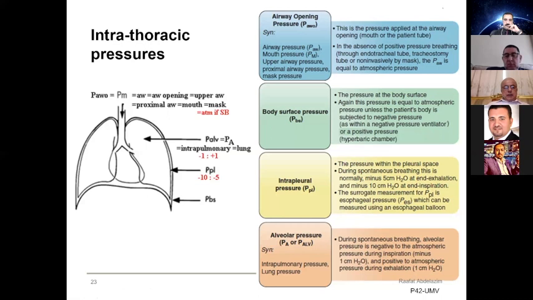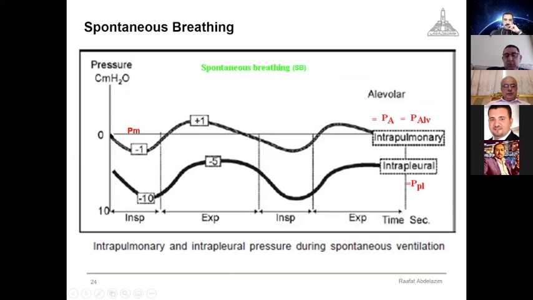This graph represents the changes in alveolar pressure in the upper curve. This horizontal line is the mouth pressure or the atmospheric pressure, that is 0 centimeters of water. During inspiration, the alveolar pressure will be minus one, and plus 1 centimeter of water during expiration. So inspiration, expiration.